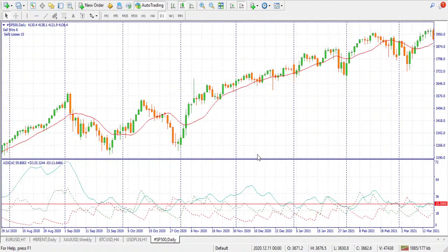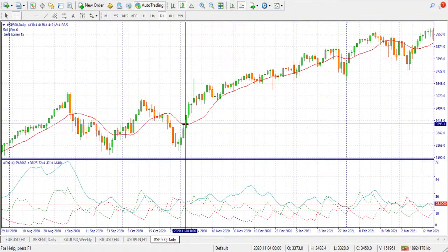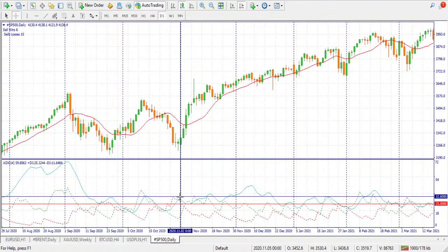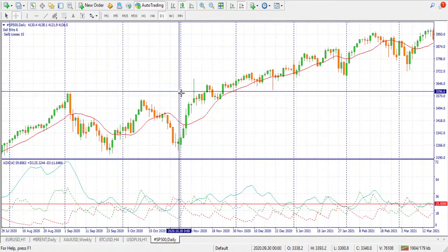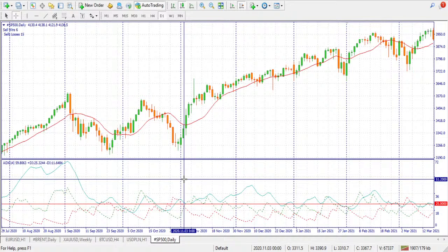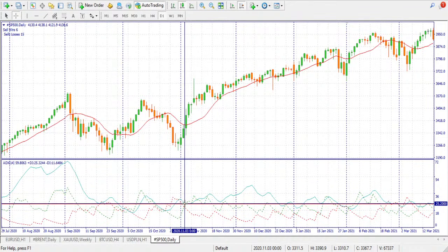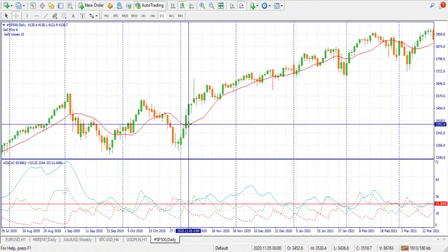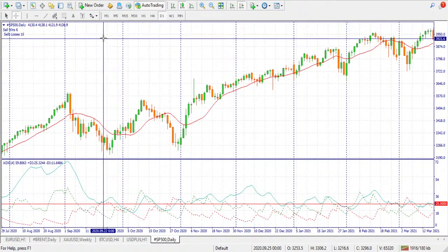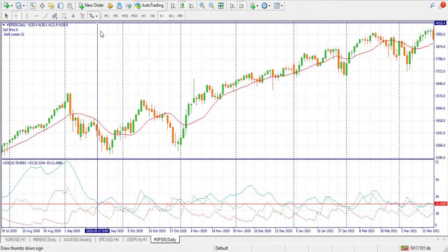The other example is on here. So in this case, you can see there is a cross, the ADX indicator crossed. So that's a buy signal. And at the same time, we had the blue line above 25. And at the same time, the price was above the moving average. So this was the correct place to buy from. This one.